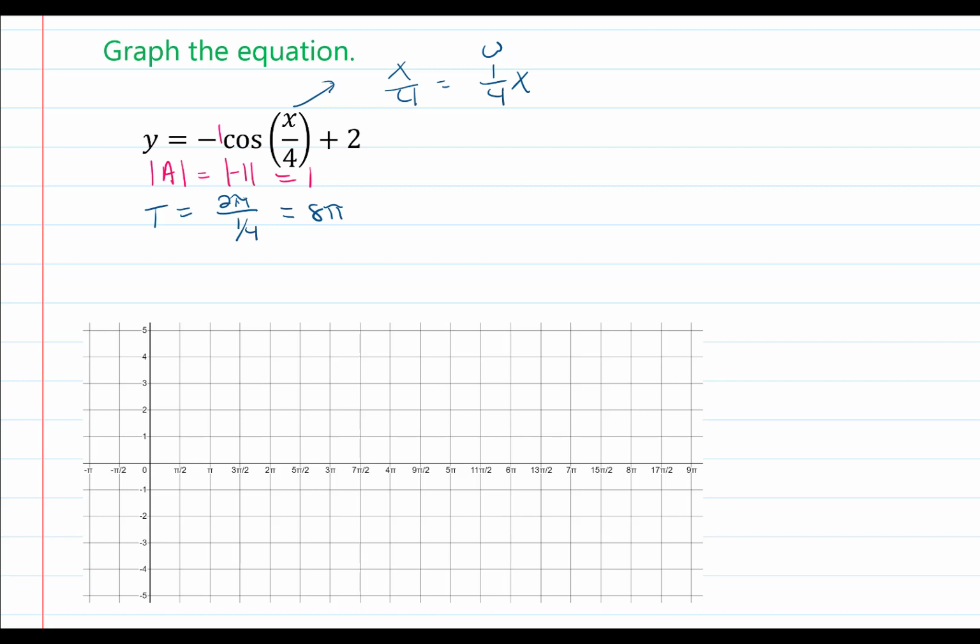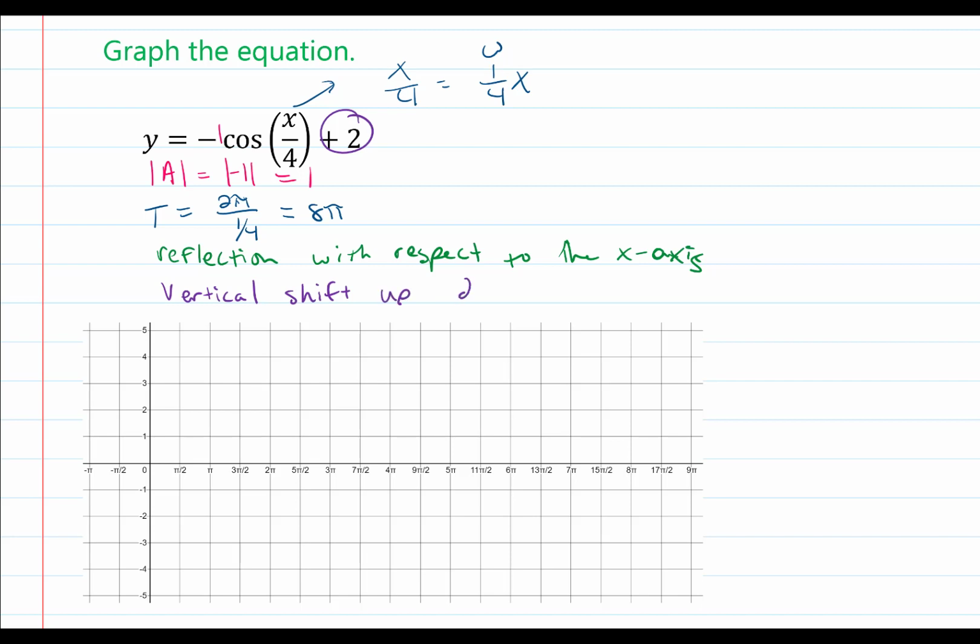Next, because we do see that the value of a is negative, there will be a reflection with respect to the x-axis. And finally, because we have a constant of positive 2, we can see that there will be a vertical shift, and because it's positive, it's going to go up 2 units. We are now prepared to take all that information and apply it to the cosine function.